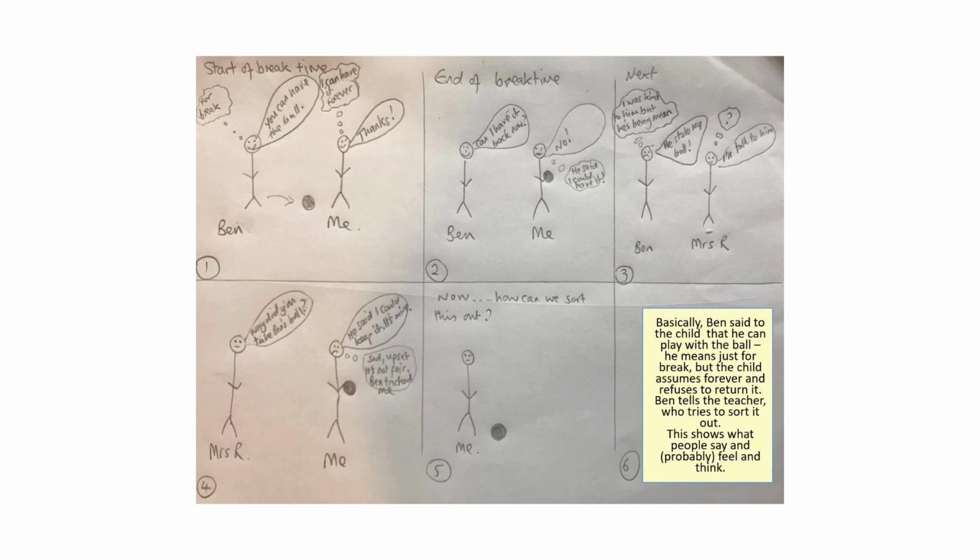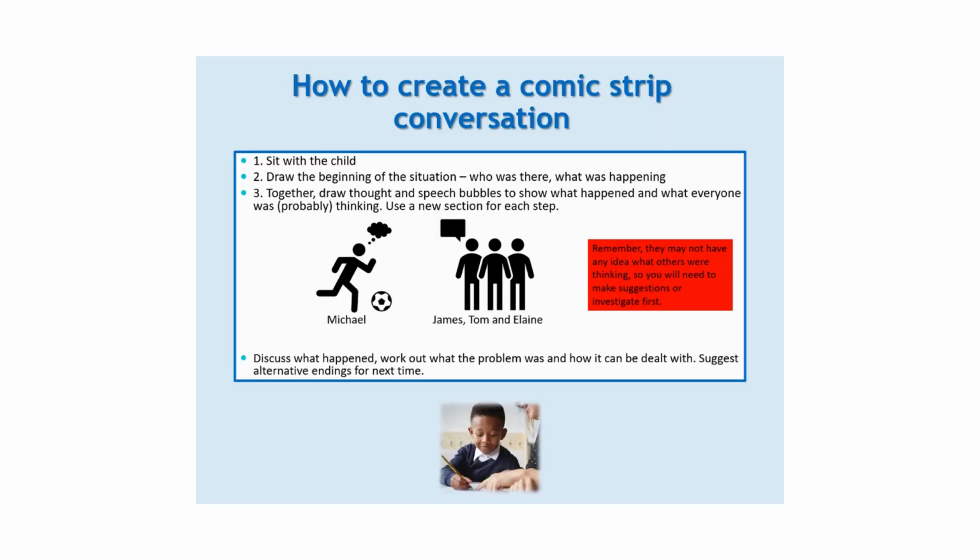In this example, basically, Ben said to the child that he can play with the ball. He means just for a break, but the child assumes forever and refuses to return it. Ben tells the teacher, who tries to sort it out. This shows what people say and probably feel and think. How to create a comic strip conversation.